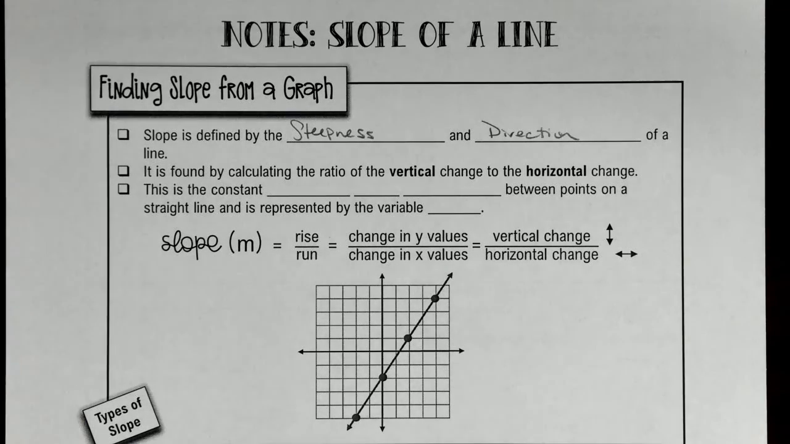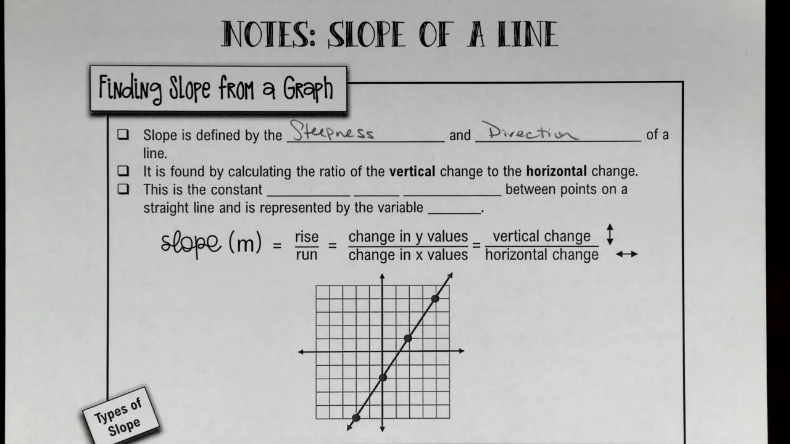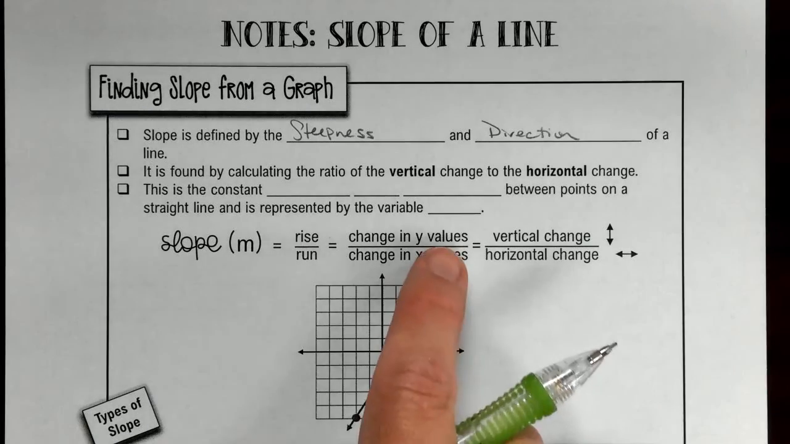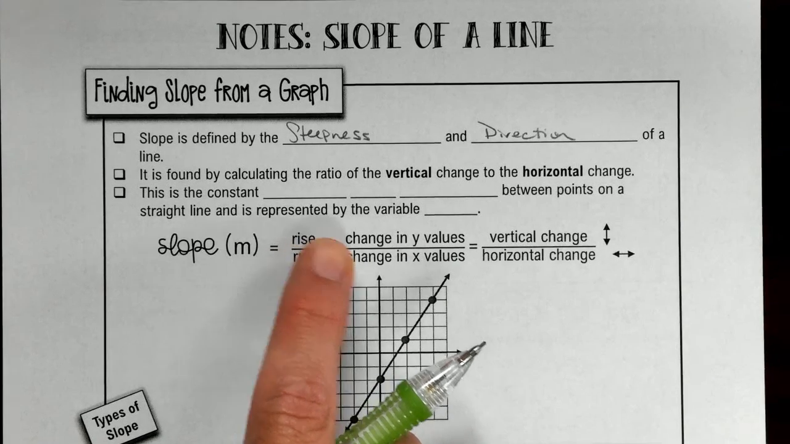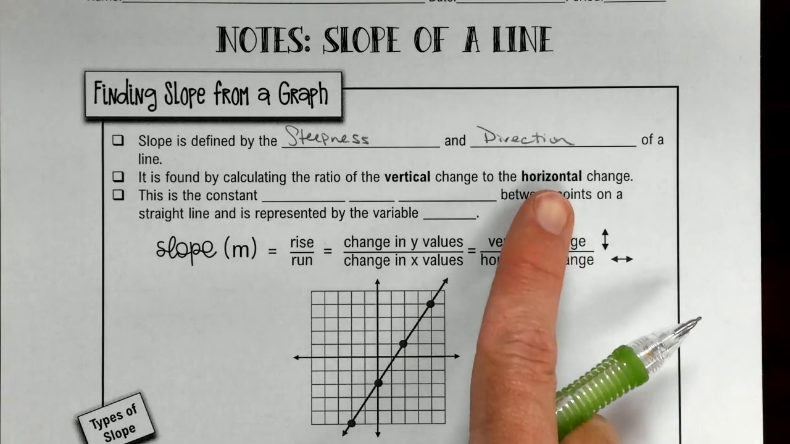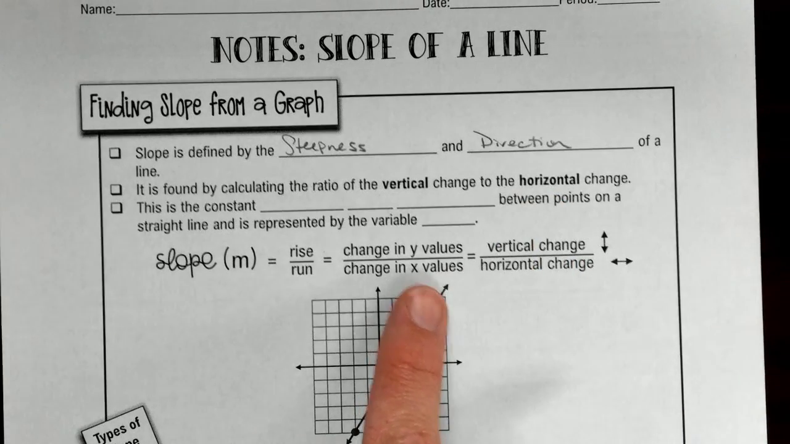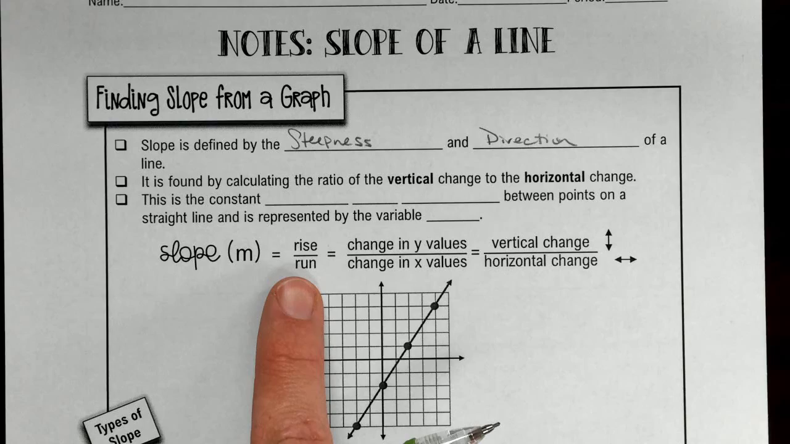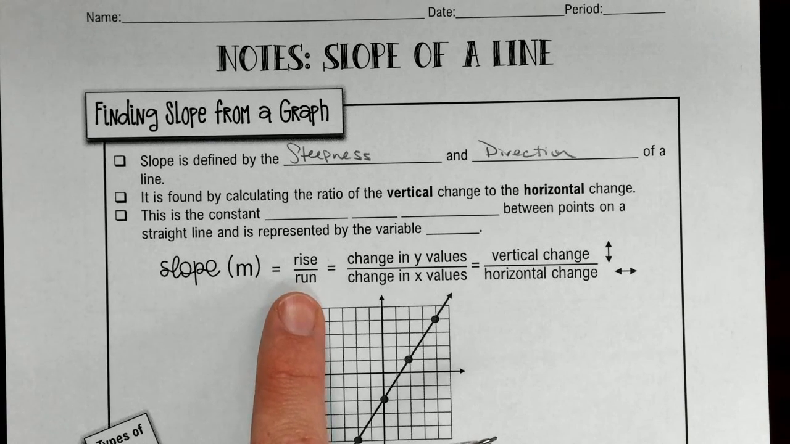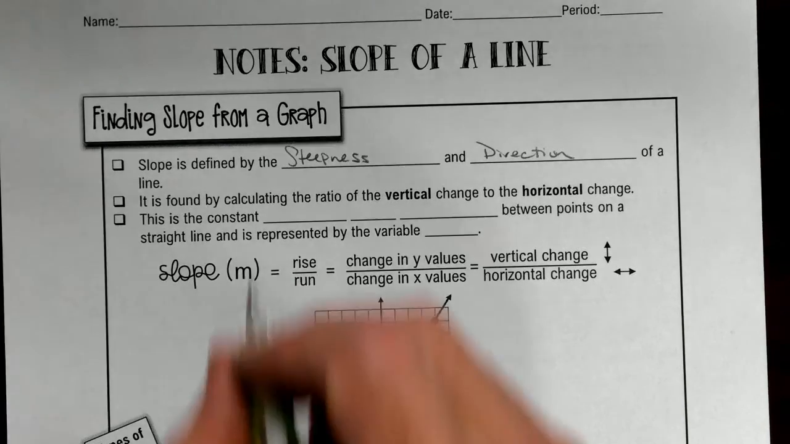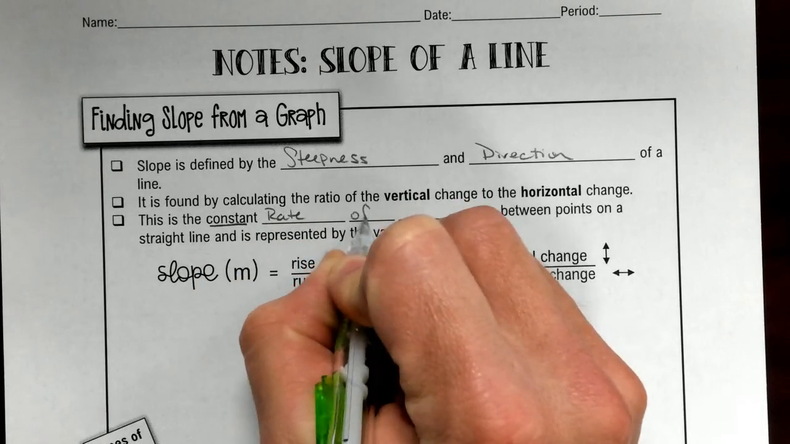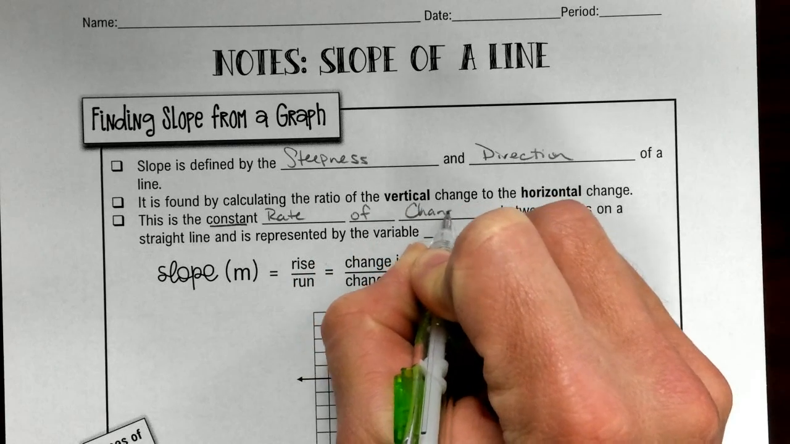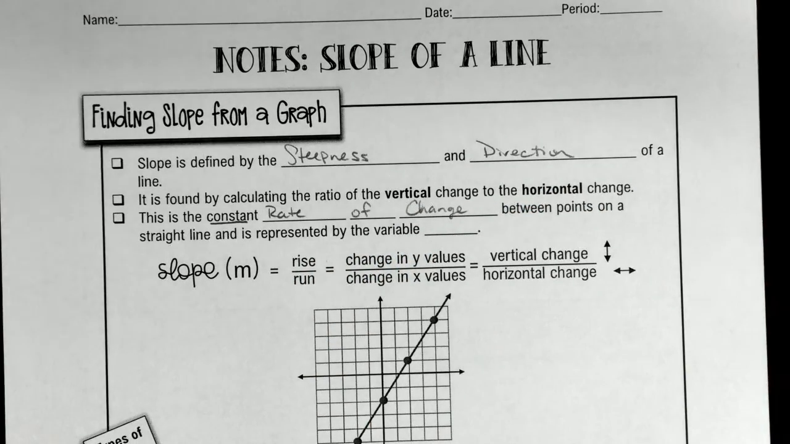So it's found by calculating the ratio of the vertical change to the horizontal change. Okay, vertical change, or the change in y's, or the rise, to the change in horizontal, or the x values, or the run. Okay, and the slope is a constant rate of change between 2 points of a line.